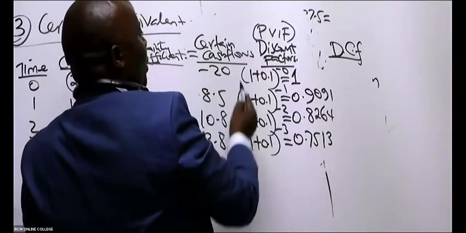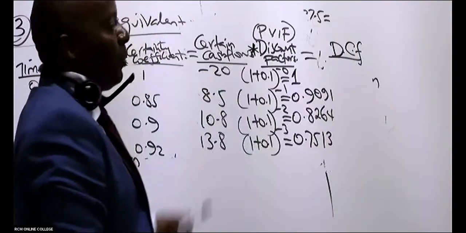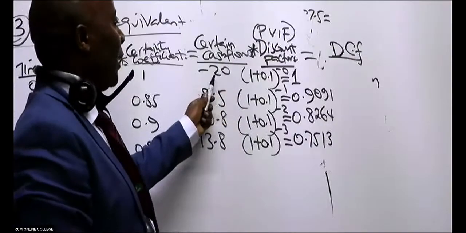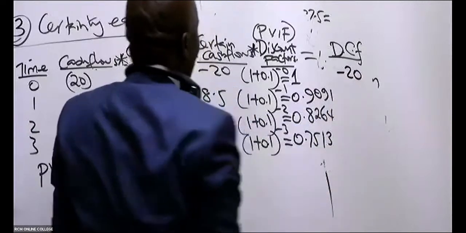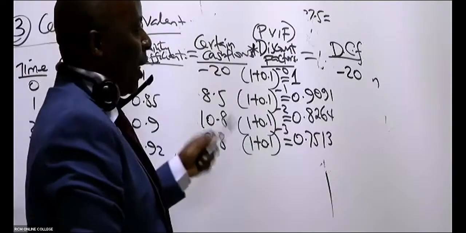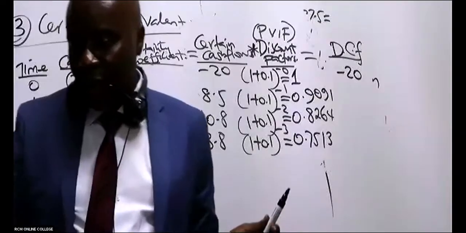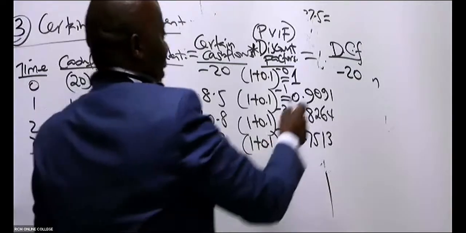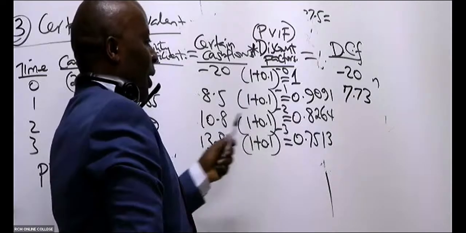So discounted cash flows, you take these cash flows times the discounting factors to get this. Remember, DCF stands for discounted cash flows. Take the first one, minus 20 times 1, which gives me minus 20. Then we have here 8.5 times 0.9091, which will give me what figure? 7.73. Thank you. Then 10.8 times 0.8264.